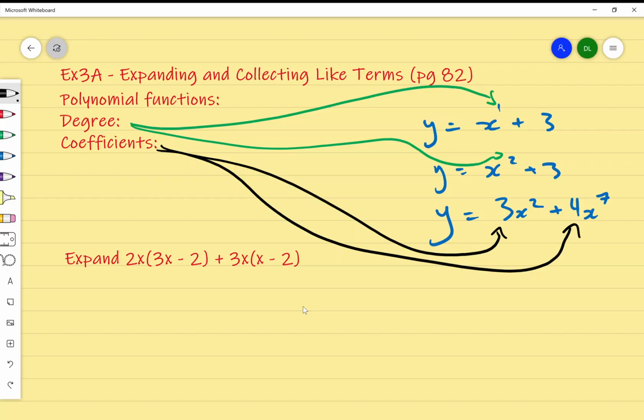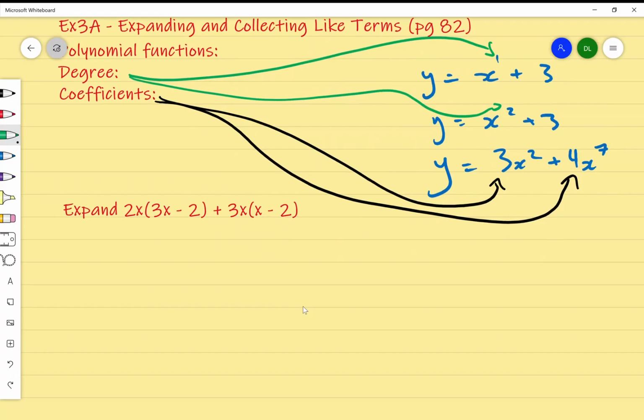In other words, let's just go ahead and multiply them. 2x multiplied by 3x, what's that? 6x squared, good. We've got the squared over there because there's 2 x's there. 2x multiplied by negative 2 gives me negative 4x. And then I add 3x multiplied by x. 3x squared, good, there's 2 x's. 3x multiplied by negative 2. Negative 6x, good. Now, once I've done that, I need to go ahead and collect the terms.